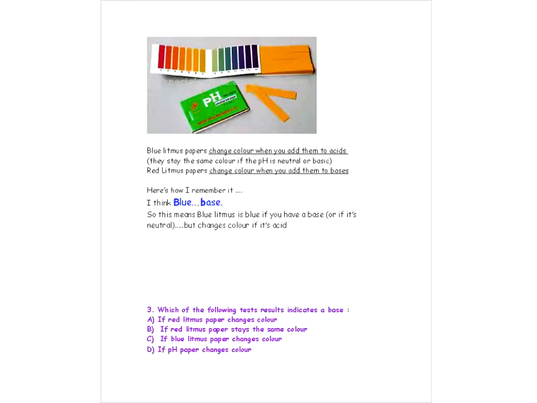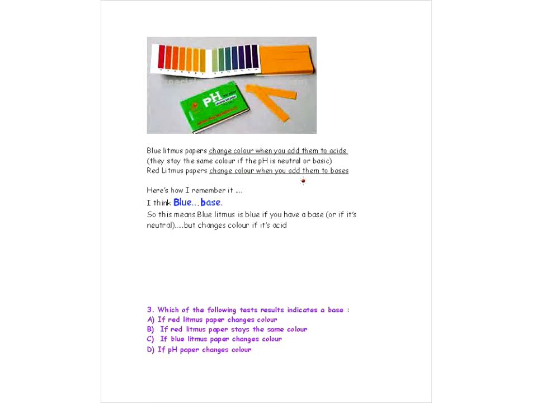Okay, so moving along, we can see these strips here. These are called litmus papers, or litmus strips. You might have at one point been in a pool, and someone comes along and sticks a strip like this in the pool, or uses another sort of testing system. These test the pH and let us know how acidic or how basic the pool is. Blue litmus papers change color when you add them to acids. They stay the same color if the pH is neutral or basic. Red litmus papers change color when you add bases to them.